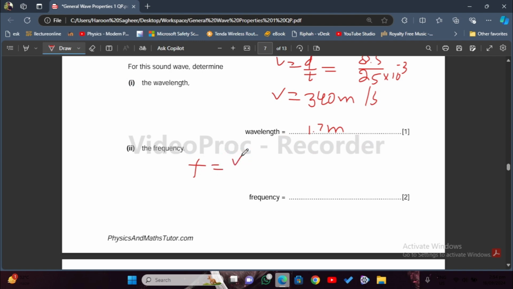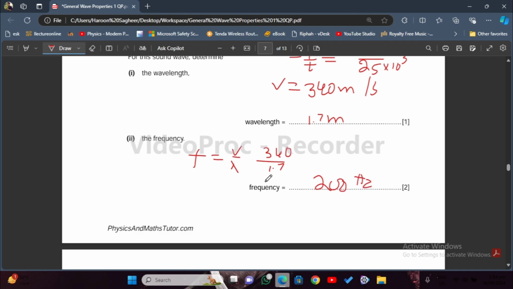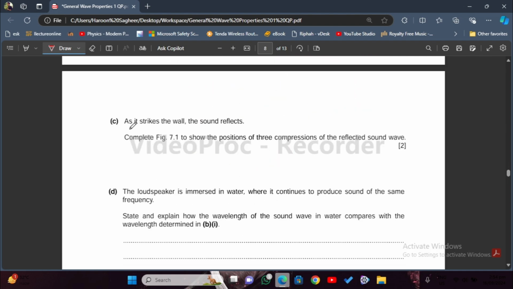So frequency will be speed over wavelength. 340 divided by 1.7. The answer is going to be very large, I believe, because the wavelength is very small. So it is 340 divided by 1.7. Yeah, 200 hertz. That is the frequency of all the sound waves produced by this loudspeaker. Now as it strikes the wall, the sound reflects. Complete figure 7.1 to show the positions of 3 compressions of the reflected sound wave.